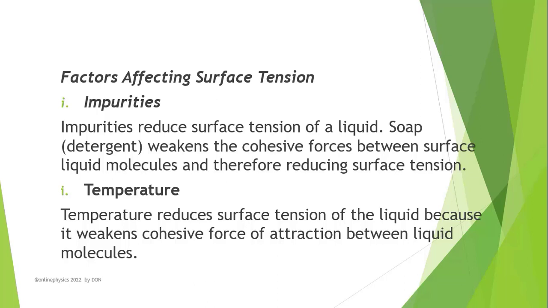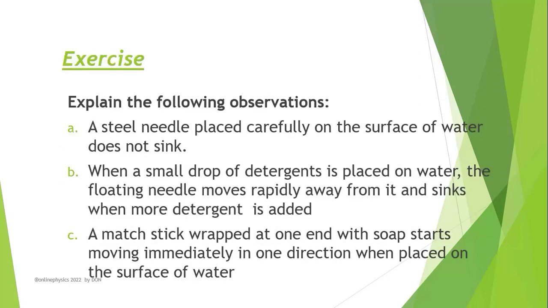But if we talk about increasing the surface tension, then we are going to talk about reducing or decreasing the impurities in the liquid. Then again, we reduce the temperature of the liquid. Those two ways are going to help us increase the surface tension. But when we add impurities, we are going to reduce the surface tension. When we increase the temperature, we are going to reduce the surface tension.